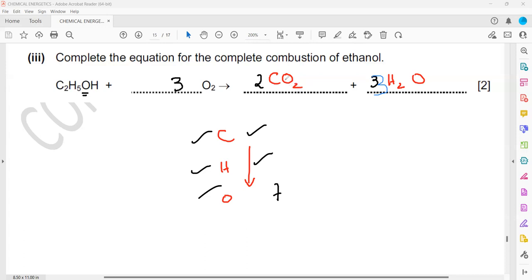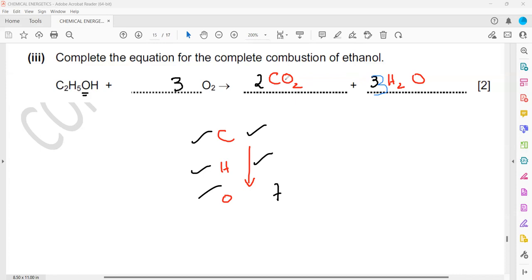No, you can start with any element. I'm not saying it's always a rule. It's just to make balancing simple. These are the tricks you should follow. Like start with carbon, then hydrogen, then oxygen for a combustion equation. That makes it simple to balance.